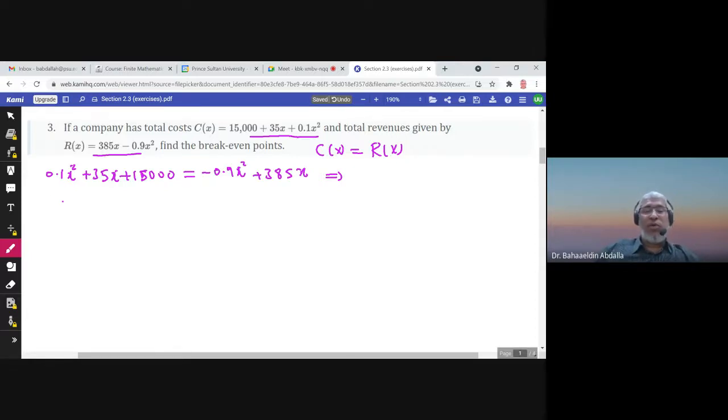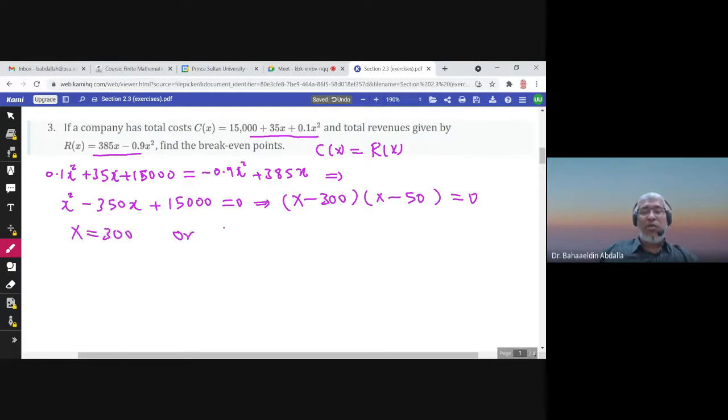Now to solve this quadratic equation, I have to take everything to the left-hand side. So 0.1 plus 0.9 would be 1x squared, and 35 minus 385 would be negative 350x. Okay, this is just x, and then plus 15,000 equals 0. And again, this is a quadratic equation, and you try to factor it by thinking of two numbers. Their product is 15,000 and their sum is negative 350, or you use the quadratic formula. But if you try negative 300 and negative 50, their sum is negative 350 and their product is 15,000. So either x is 300 or x is 50.